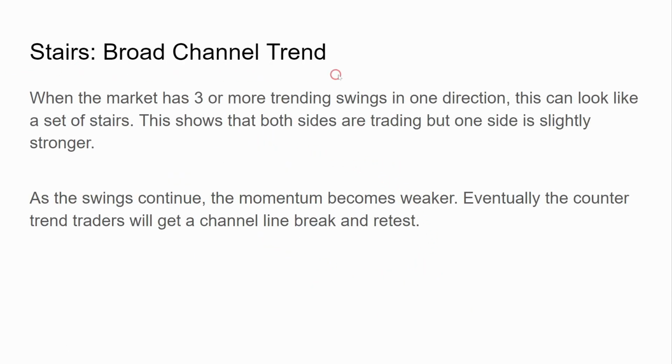Stairs, broad channel trend. When the market has 3 or more trending swings in one direction, this can look like a set of stairs. This shows that both sides are trading, but one side is slightly stronger. As the swings continue, the momentum becomes weaker. Eventually, the counter trend traders will get a channel line break and retest.